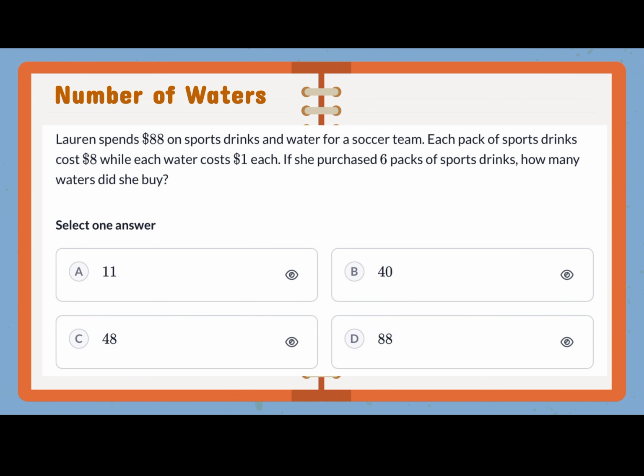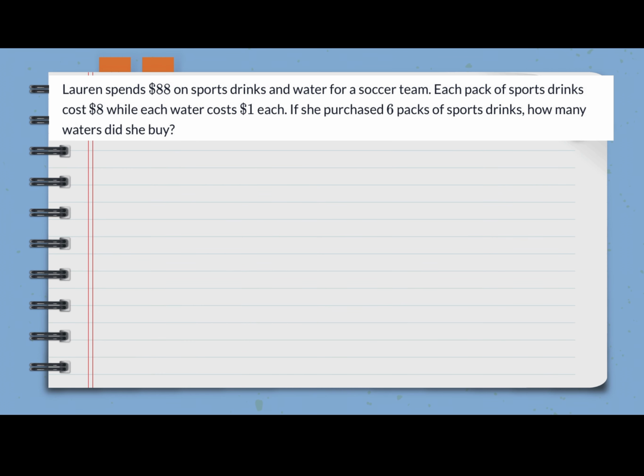Okay, now we have this question here, number of waters. This one is on the easier side, I'd say. Not sure why it's labeled as difficult. But we have sports drinks costing $8 and a water costing $1. And Lauren spent a total of $88.